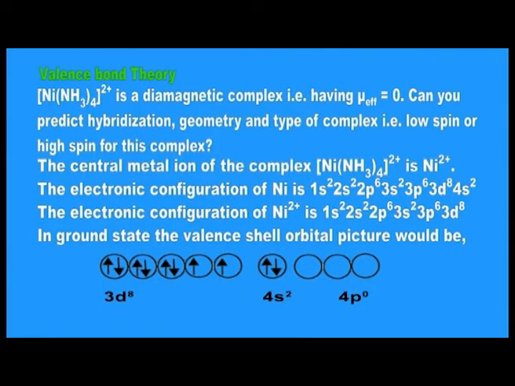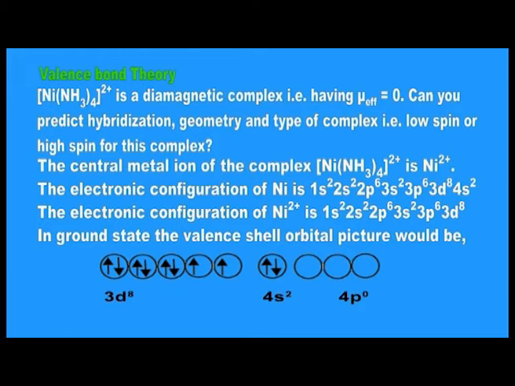Now, let us elaborate the valence bond theory by taking some examples. Our first example is [Ni(NH3)4]2+, that means tetraammine nickel(II) complex. This complex is a diamagnetic complex having mu effective value 0. Can you predict the hybridization, geometry and type of complex this is? That is, can you predict whether this compound is a low spin or high spin complex?